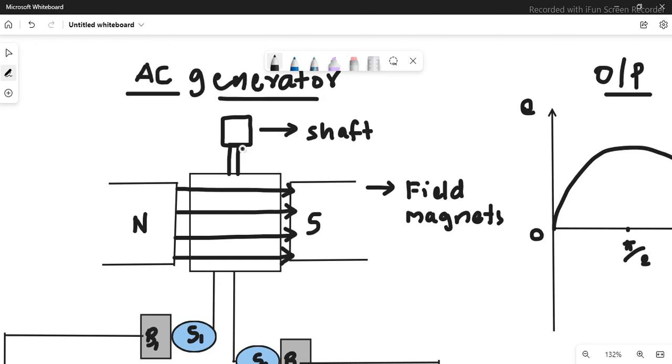So what happens now? When we rotate the shaft from outside, the armature coil connected with the shaft also rotates. This rotation is happening in between the strong uniform magnetic field. More clearly, we can say the rotation is happening by cutting the magnetic flux flowing in between the two field magnets. So at this time, what happens?